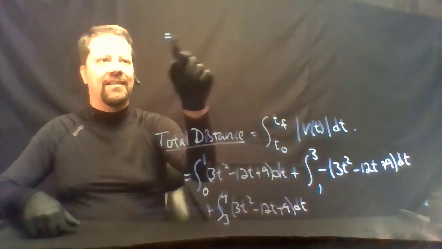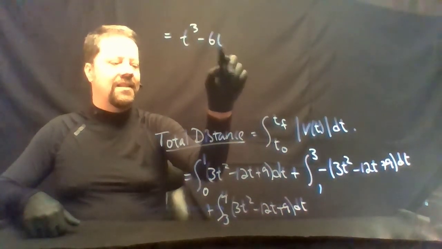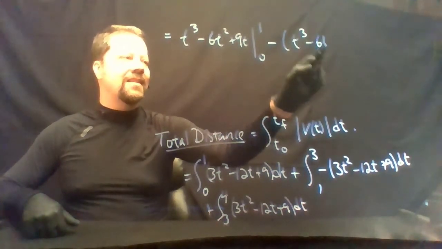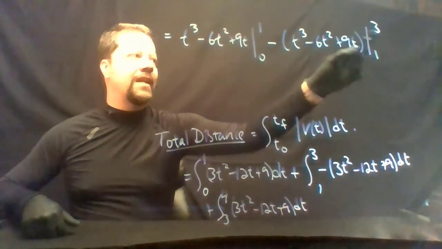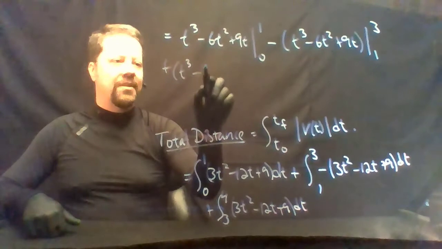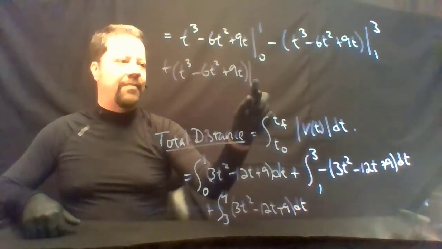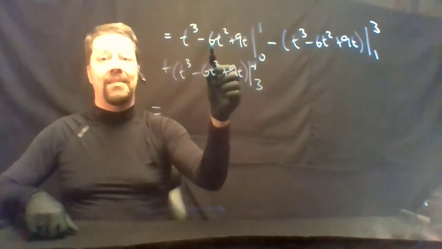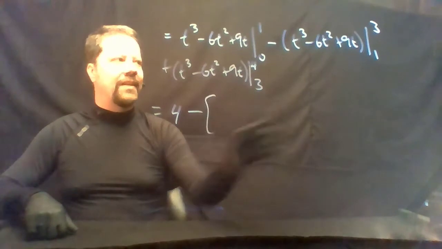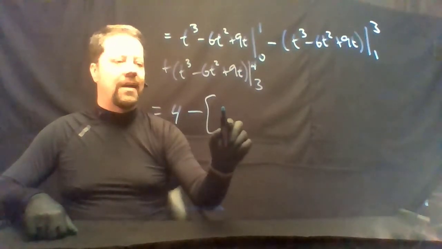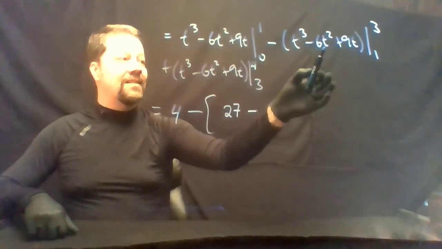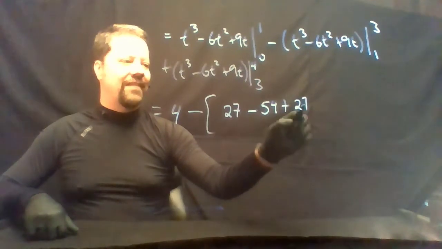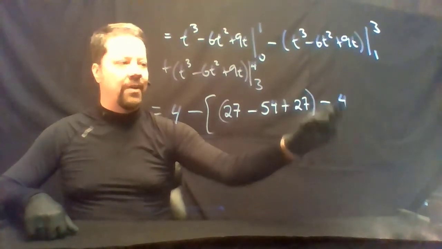So we'll get t cubed minus 6t squared plus 9t evaluated from 0 to 1, minus the same thing evaluated from 1 to 3, and then plus t cubed minus 6t squared plus 9t evaluated from 3 to 4. First, you get 1 plus 9 is 10 minus 6 is 4, and then minus what you get when you plug in the 3. 3 cubed is what? 27? Minus 9 times 6, that's 54, plus yet another 27. And then minus what you get when you plug in 1, which we already know is 4.